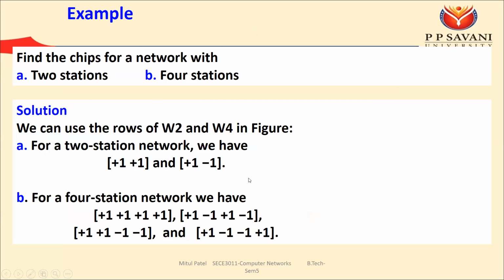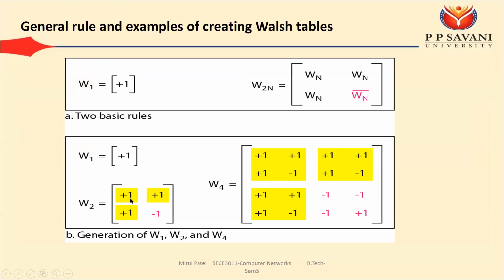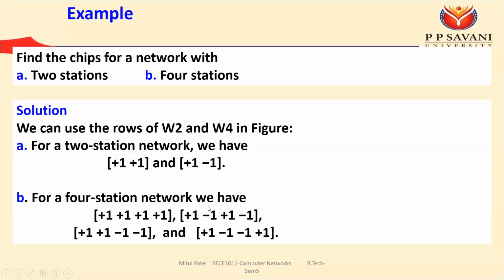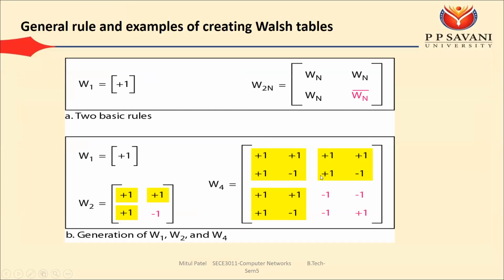Find the chips for a network with 2 stations and 4 stations. For 2 stations, we require W2. So for the stations the codes will be +1 +1 and +1 -1. For 4 stations, we have 4 codes: first code, second code, third code, and fourth code.